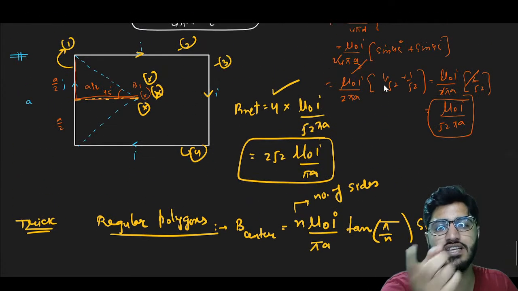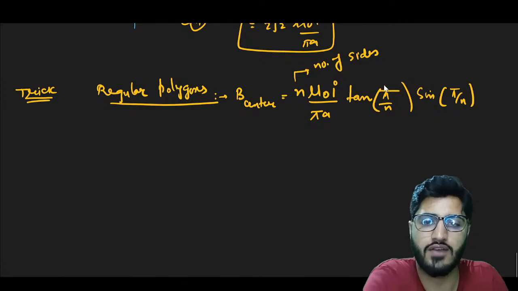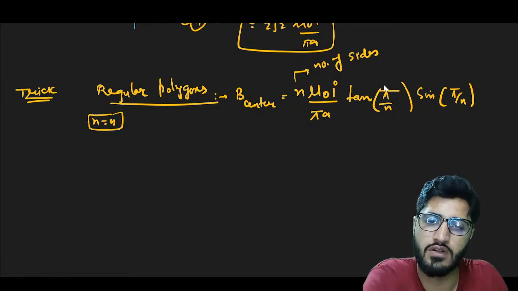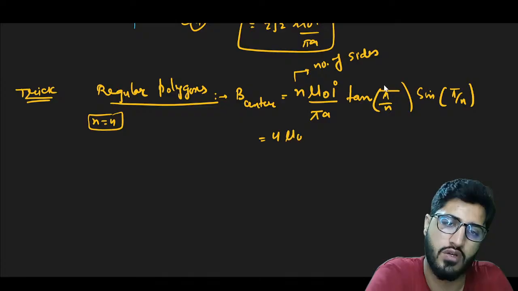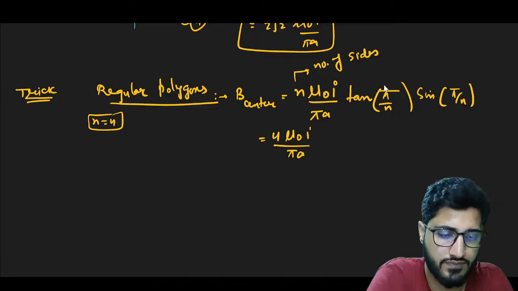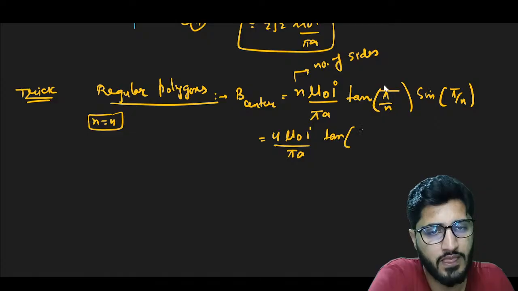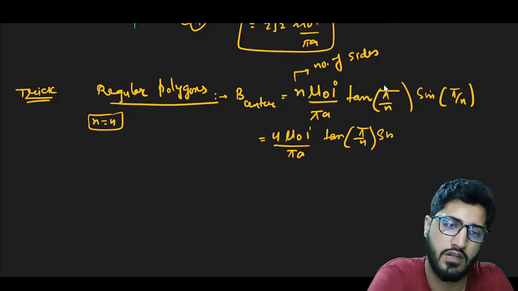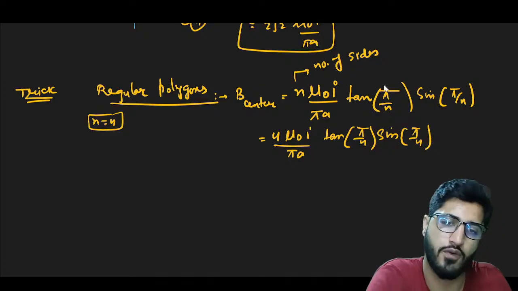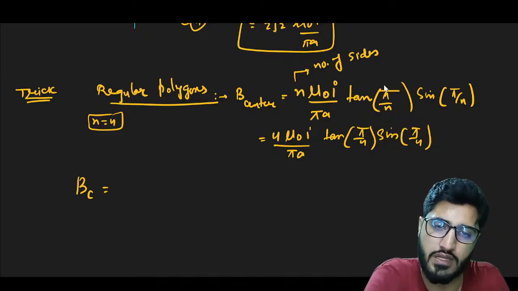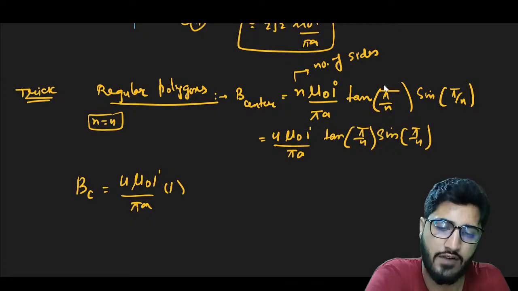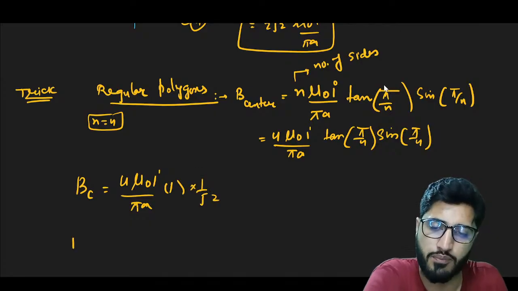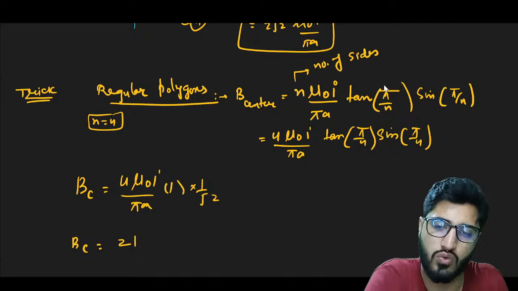Look, what is n here? 4. N here is 4. Now I will take n as 4. So can I write here? It is 4 nu naught I divided by pi A. Simple. Then it is tan pi by 4 times sine pi by 4. So B at center came out to be 4 nu naught I divided by pi A, tan 45. Tan 45 is 1. Sine 45 is 1 by root 2. So B at center came out to be 2 root 2 nu naught I by pi A.